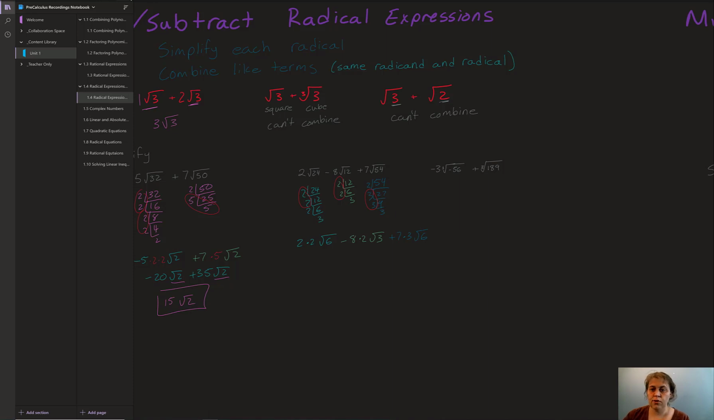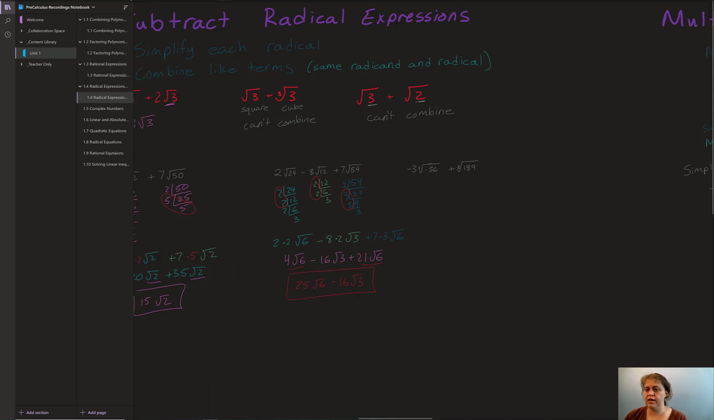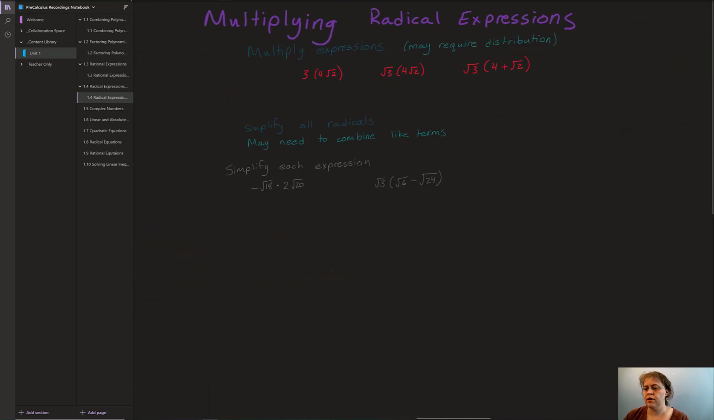All right, so let's clean up our numerators. 4 root 6 minus 16 root 3 plus 21 root 6. Our numerators? That was not the right word. Our coefficients? Yes, clean up the coefficients. So 21 plus 4 gives me 25 root 6 minus 16 root 3. And that, my dears, is my final answer for adding and subtracting radicals.